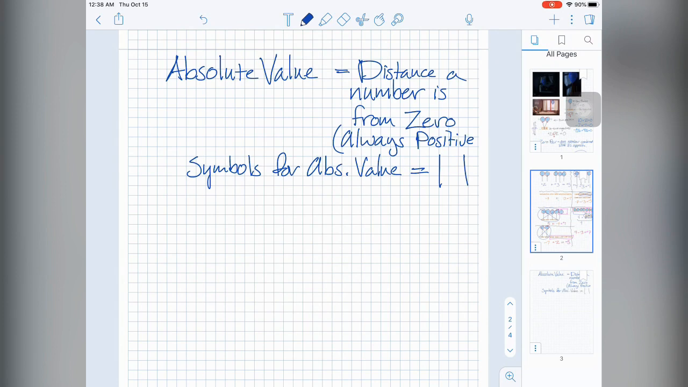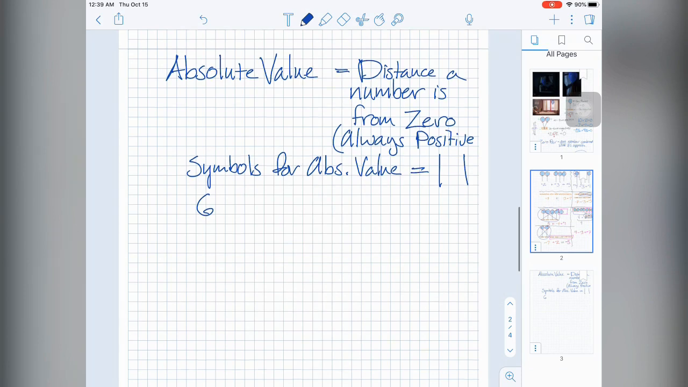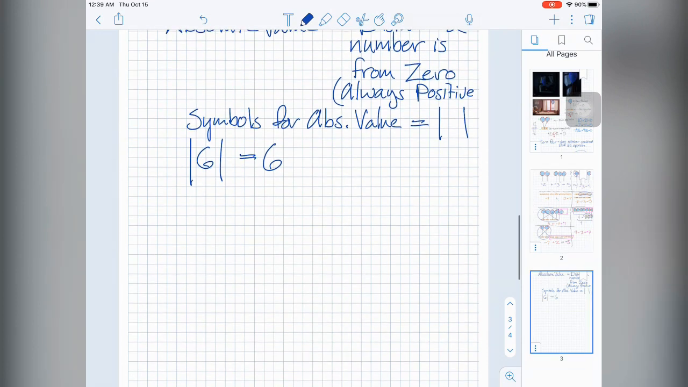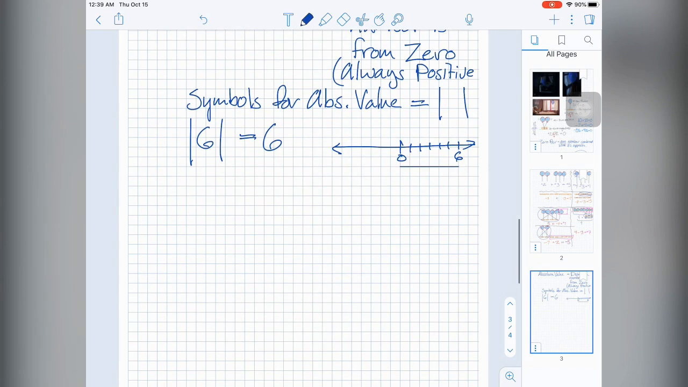So if I have a number that is 6, the absolute value of 6 is equal to 6. Because how far is 6 from 0? It's 6 away, right? If I draw a number line, here's 0, and 1, 2, 3, 4, 5, 6. 6 spaces. That's how many spaces 0 is from 6.